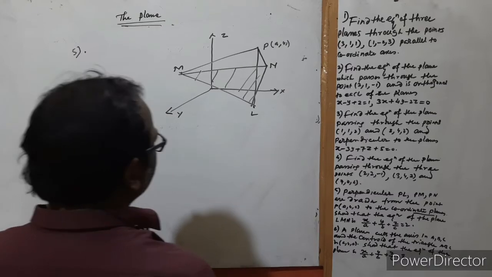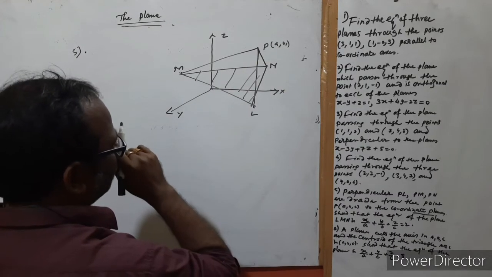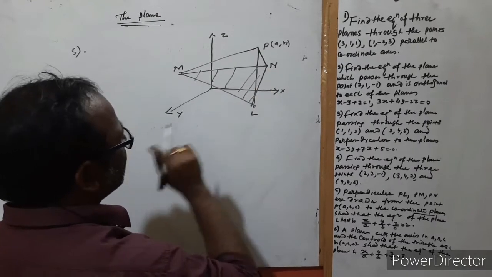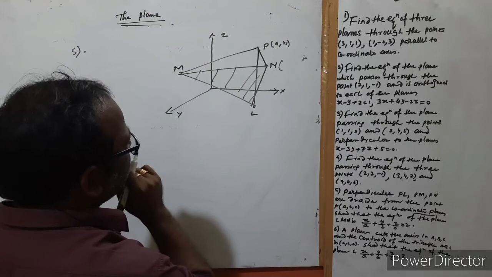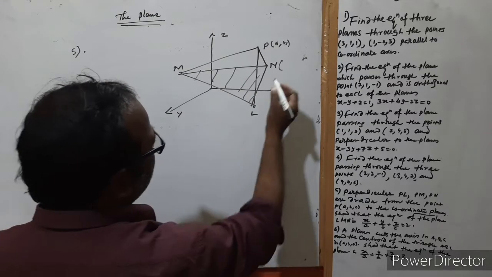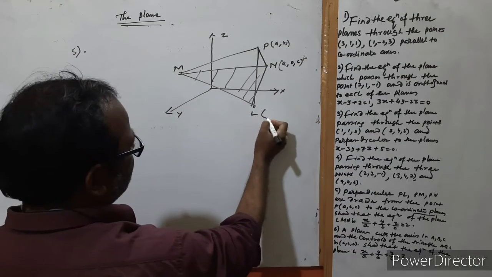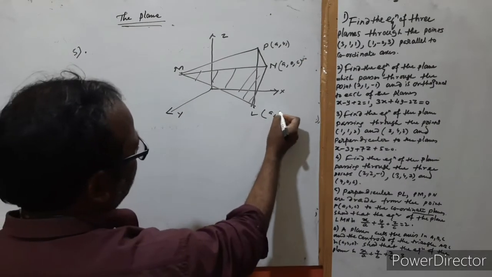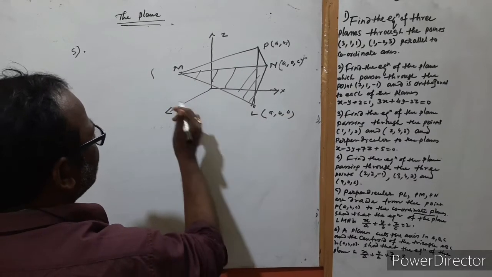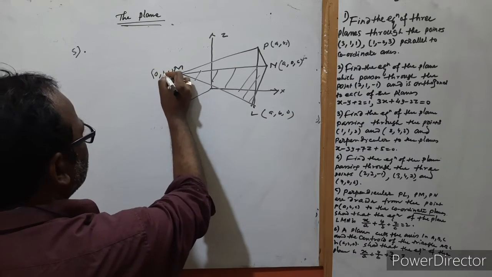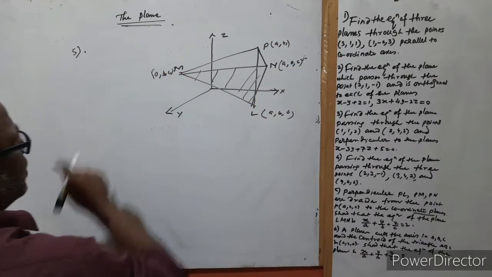The coordinates of N: this touches the XZ plane, so y is 0 here, so (a, 0, c). L is on the xy plane, so (a, b, 0). And M is on the yz plane, so x is 0 here, (0, b, c). Now we have to find the plane through these 3 points.